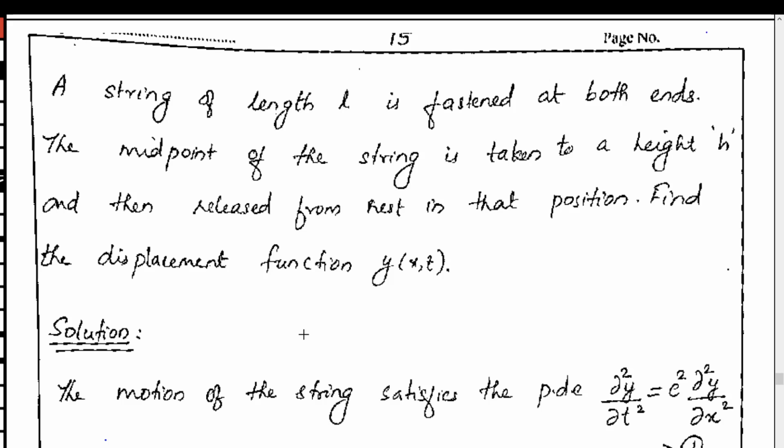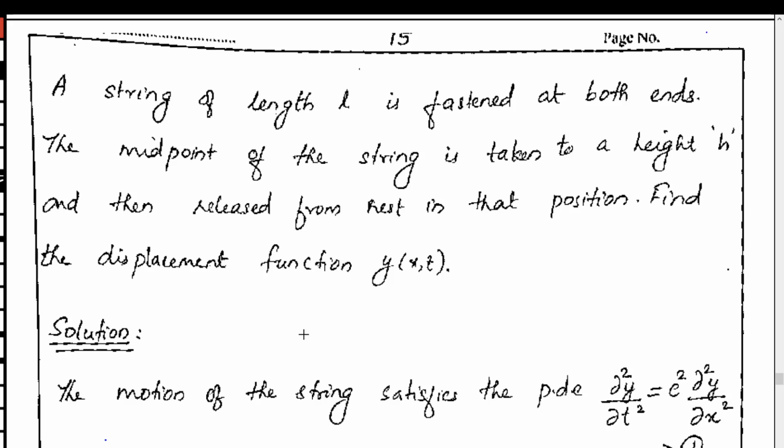Let us discuss one more problem. A string of length L is fastened at both ends. The midpoint of the string is taken to a height h and then released from rest in that position. Find the displacement function y(x,t). This experiment also satisfies all the assumptions of the wave equation.